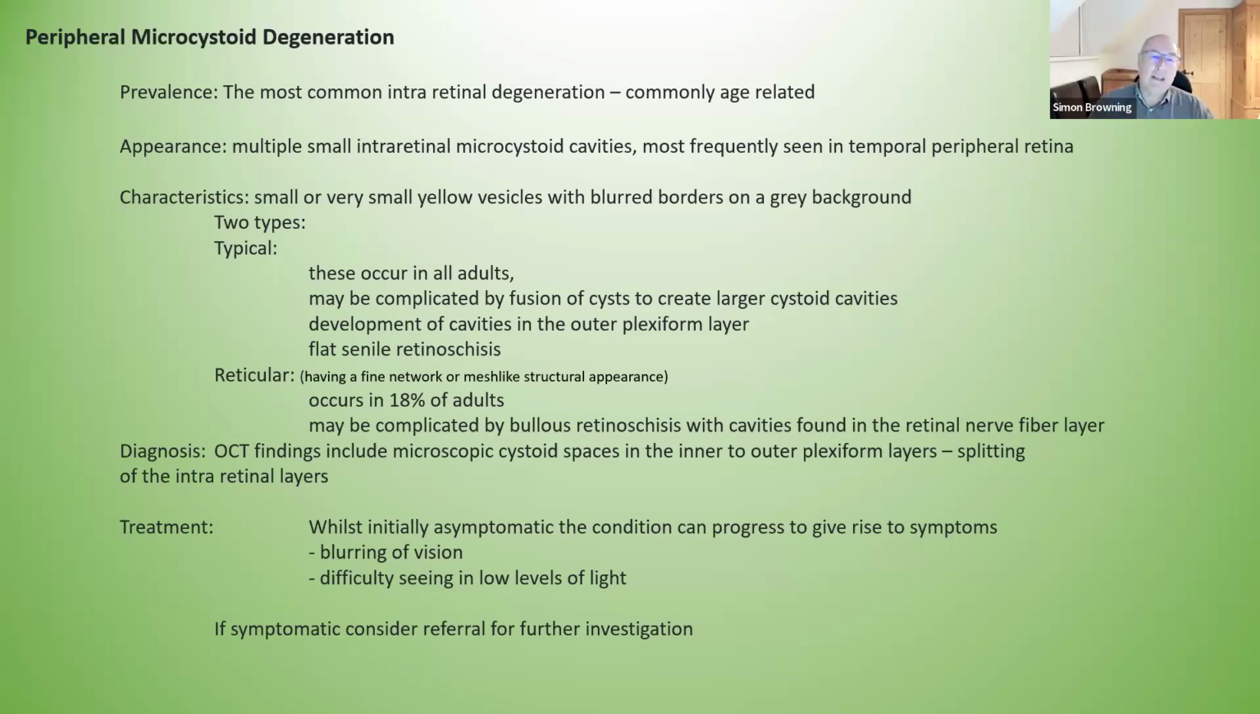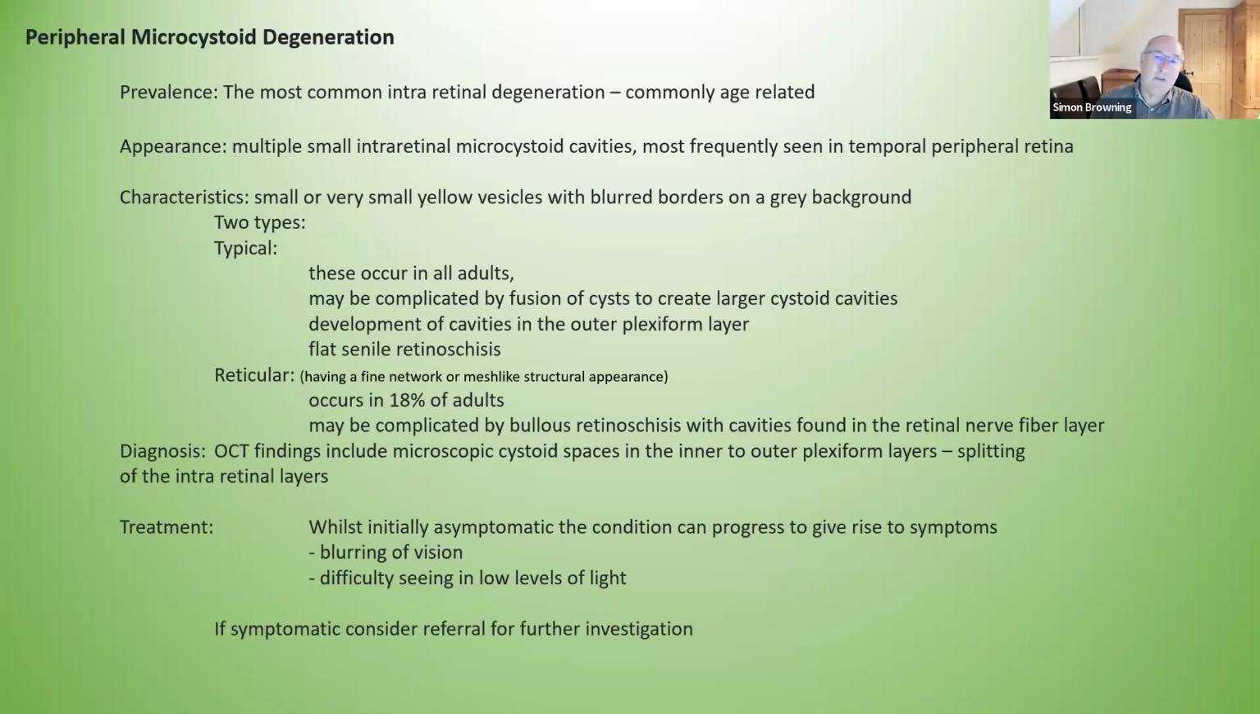And then you have the reticular type. We talk about reticular drusen. Reticular means a fine network or mesh-like structural appearance. And again, 18% of adults may be complicated by bullous retinoschisis, where the thing bows forward full of liquid.